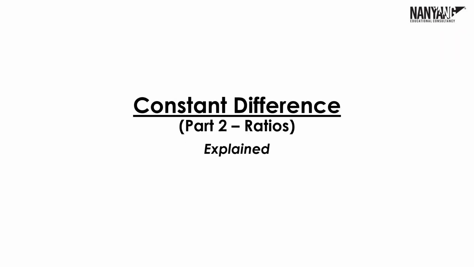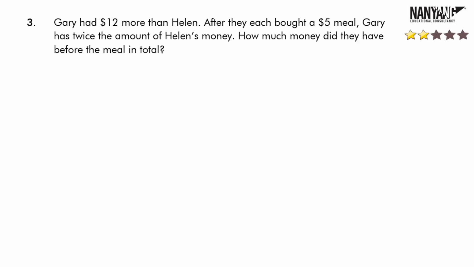Now let's try an intermediate difficulty question. Gary had $12 more than Helen. After they each bought a $5 meal, Gary has twice the amount of money Helen had. How much money did they have before the meal in total? Feel free to pause the video and attempt the question. You can resume once you're ready.